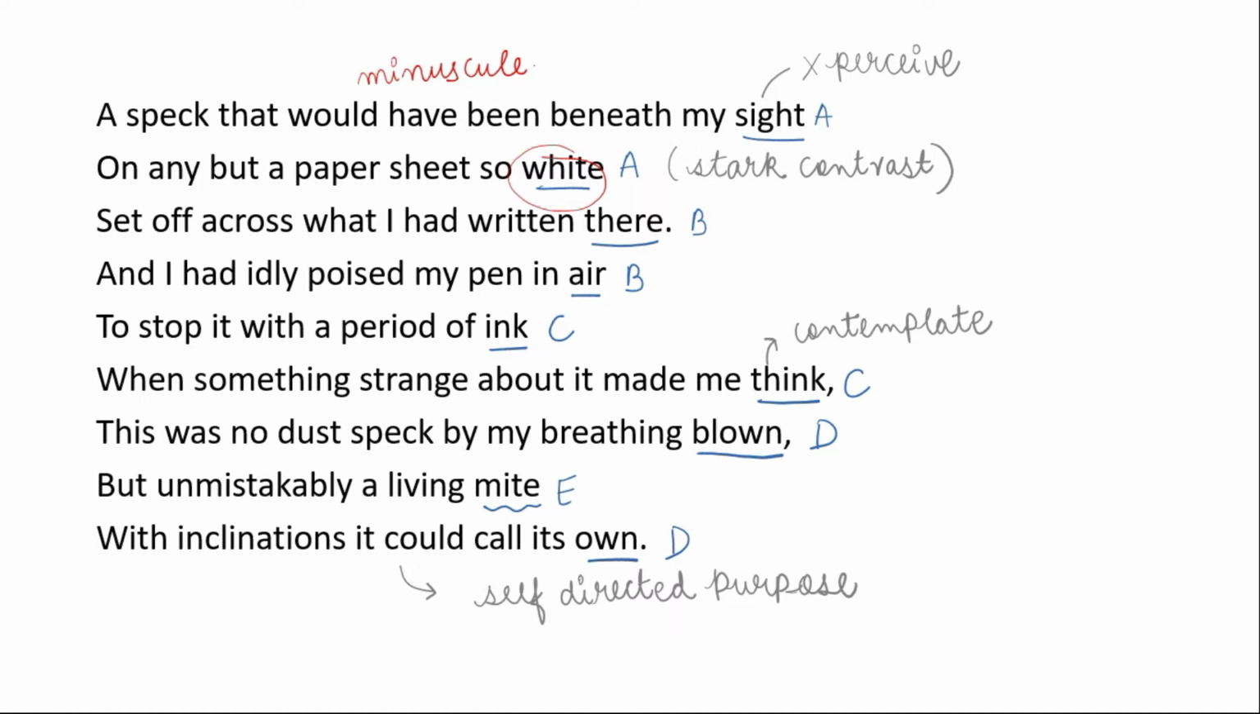Okay. So the poet is saying the speck was across his written content. So he was writing something, and he had idly poised his pen in air. He's saying he had suspended his pen in midair and was about to stop it with a period of ink. So maybe he was about to use the terminating punctuation, which is a full stop. Or maybe it could mean that he was about to squash that speck of dust that was on his sheet of paper.